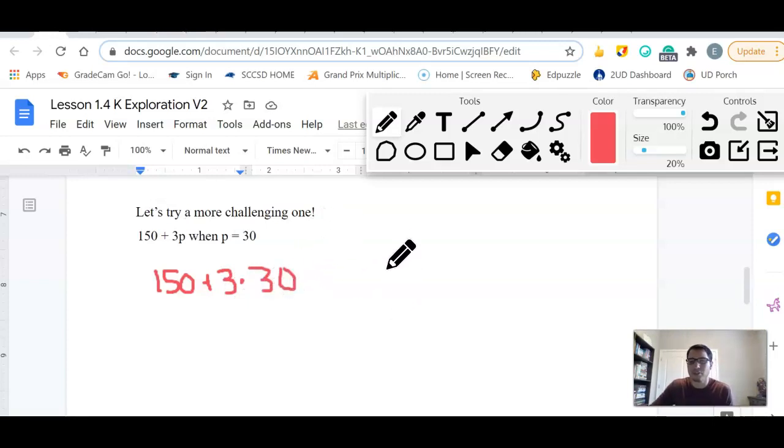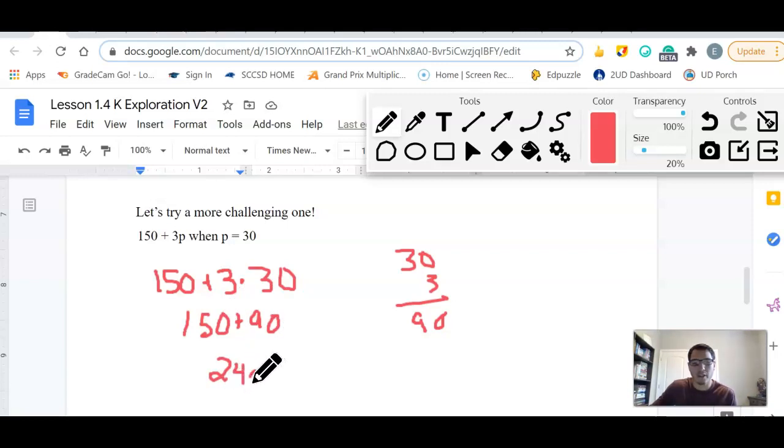And if you don't know what 30 times 3 is off the top of your head, go ahead and do it off to the side. 30 times 3, that's 0. 3 times 3 is 9. So we have 150 plus 90. 150 plus 90 is 240. The way I solve for that is 150 plus 100 is 250. Take away 10 to get to 90. Take away 10 to get to 240. Okay, and that is your answer. Give yourself a pat on the back if you got that one right.